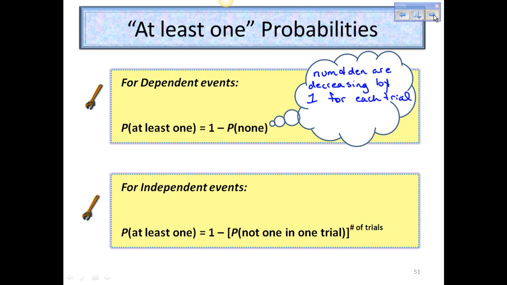If you have independent events, then you're going to take 1, subtract the probability of not 1 in one trial, and raise that to the number of trials. And that second part of these formulas, probability of none and probability of not 1 in one trial raised to the number of trials, those come directly from the multiplication rule that we talked about in the previous topic.